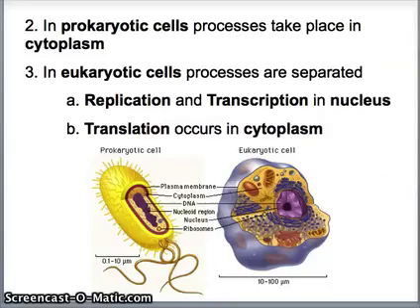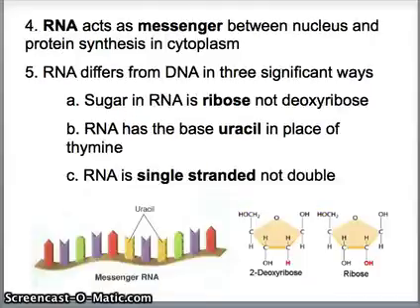So in prokaryotic cells, these processes take place in the cytoplasm. But in eukaryotic cells, we know that eukaryotic cells have a nucleus, so the processes are separated. Replication and transcription both take place in the nucleus in eukaryotic cells, and translation occurs in the cytoplasm. So RNA, its major purpose is to act as a messenger between the nucleus and protein synthesis that's taking place in the cytoplasm. And you can see in the picture below, you have these short segments of what we call messenger RNA. We'll get more into what messenger RNA is in just a moment.